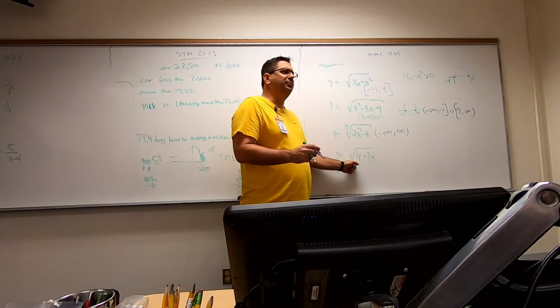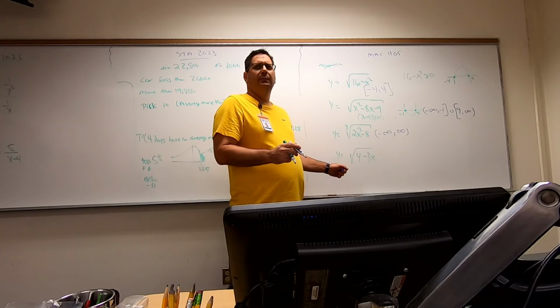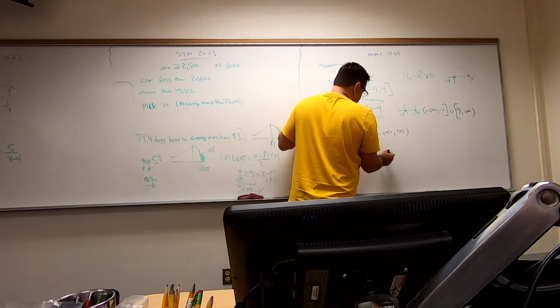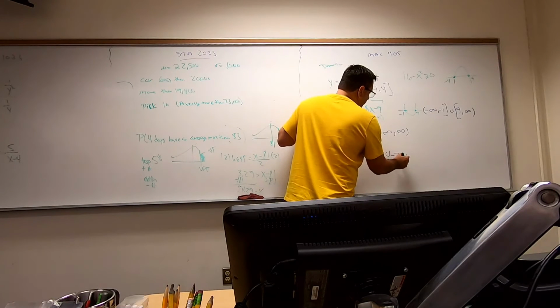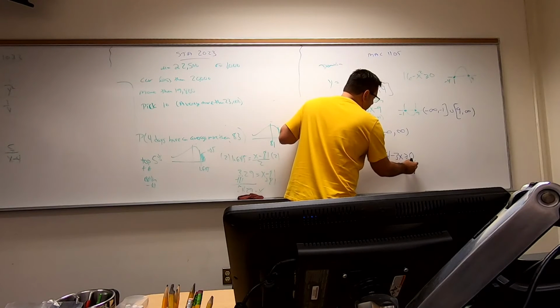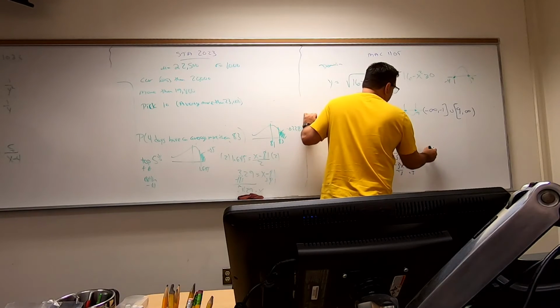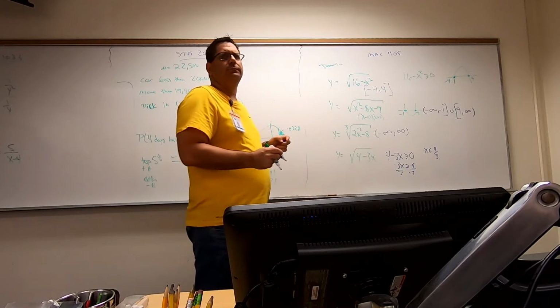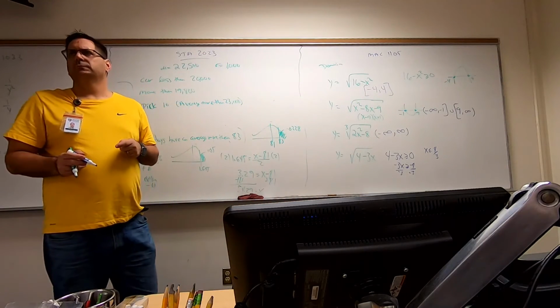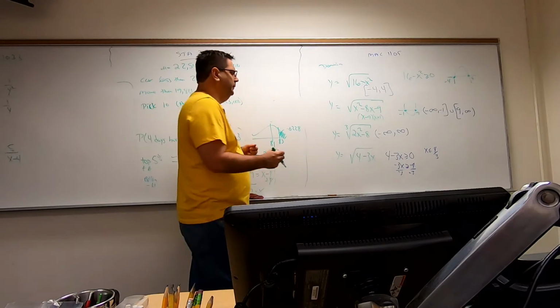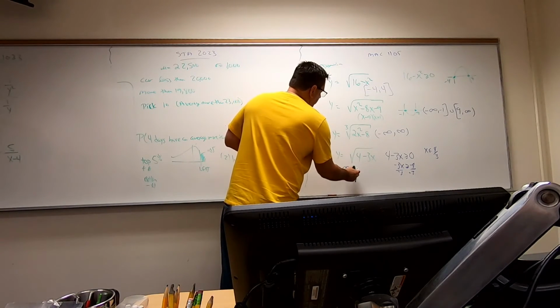How about this one? Negative infinity to 4/3. Positive 4/3. You're setting 4 minus 3x greater than or equal to 0. Negative 3x is greater than or equal to -4. X is less than or equal to 4/3. Good? Negative infinity, 4/3.